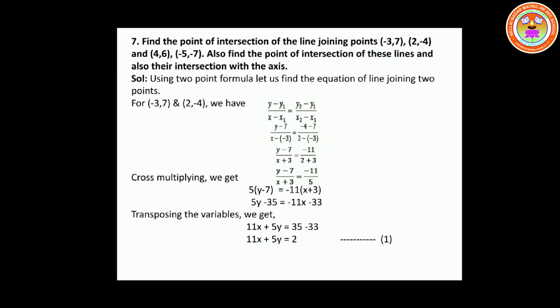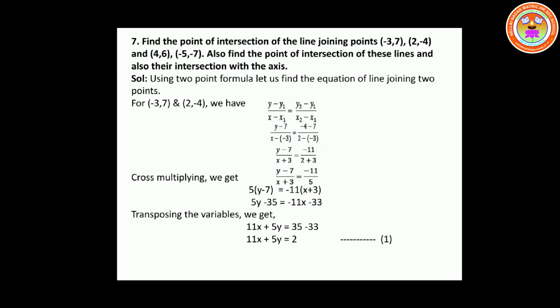So now remove the brackets and simplify it. y minus 7 divided by x, minus of minus becomes plus, so x plus 3, that is equal to -4 minus 7, that becomes -11 on adding. Next 2 minus of -3 becomes plus. Now again simplify. 2 plus 3 you can simplify as 5. So you have y minus 7 divided by x plus 3 equal to -11 by 5.